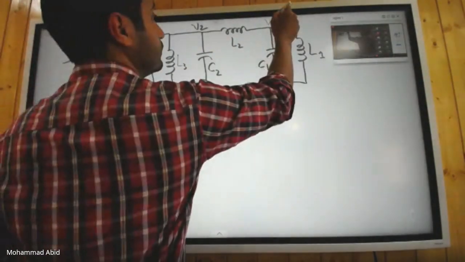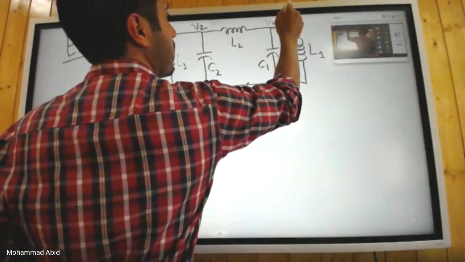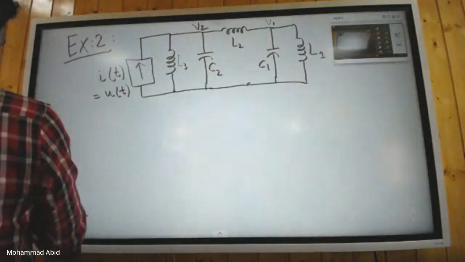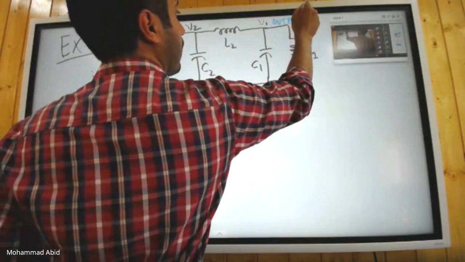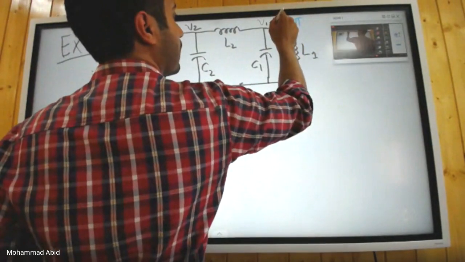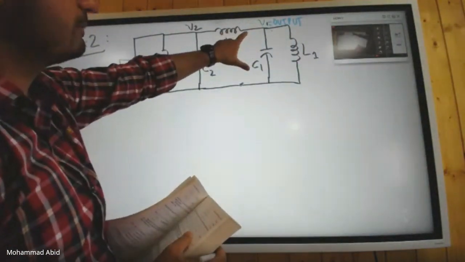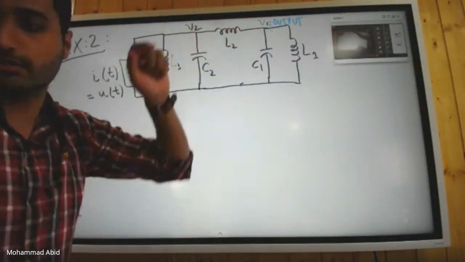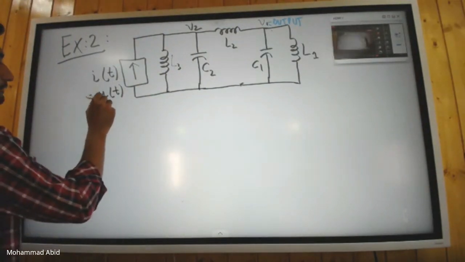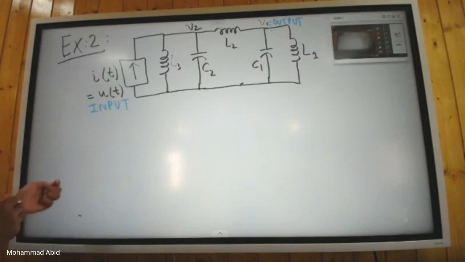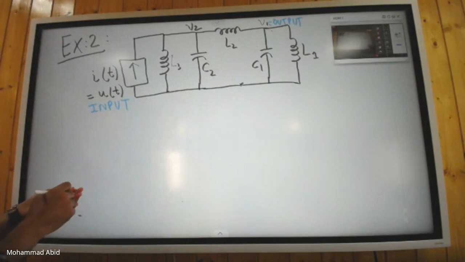And this is your output. Your output is basically the voltage across the capacitor. That's the output you're interested in, and this is your input. First of all, just identify input and output. This is a single input source, single output measurement, and you have to obtain the state space model.